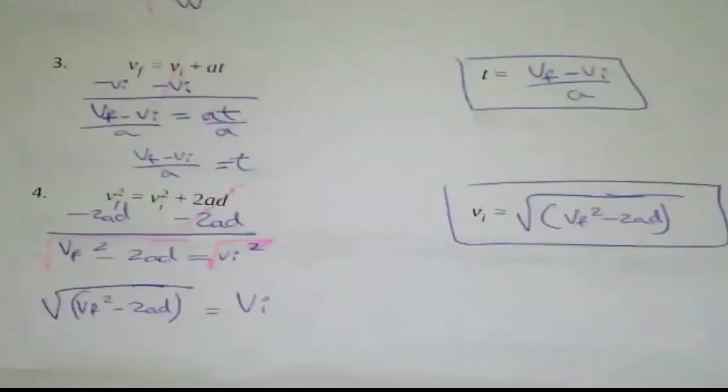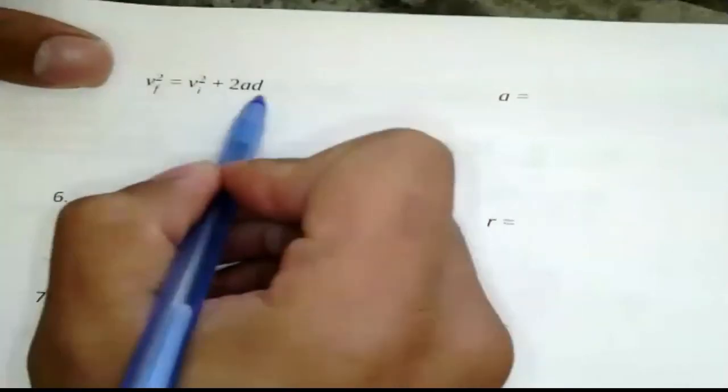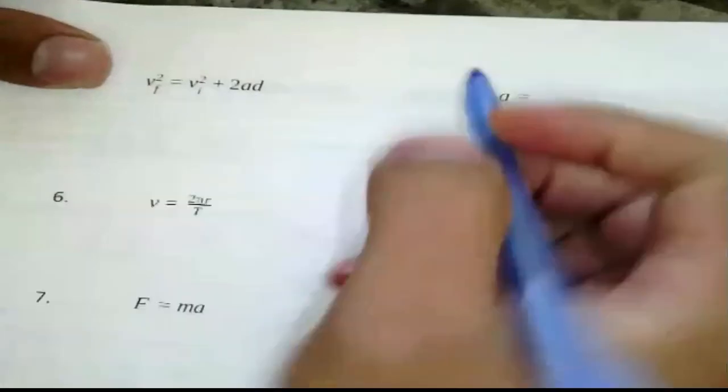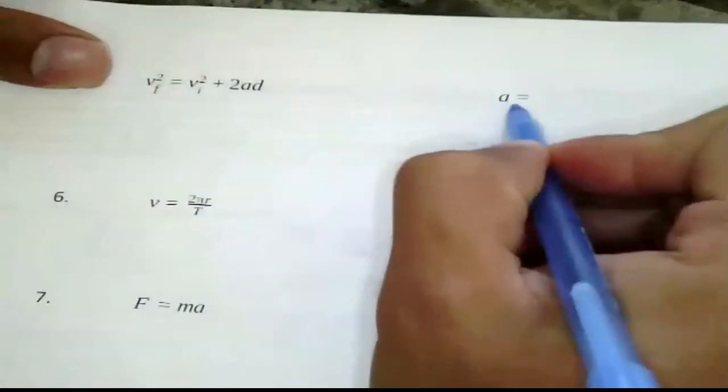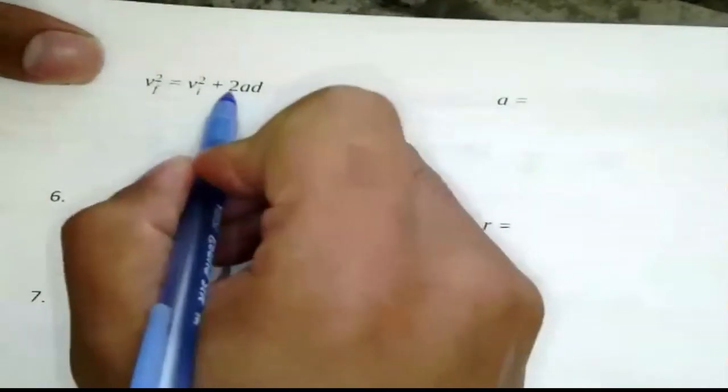All right, now we're going to go ahead and go to the back page of this algebraic review sheet. So now we're dealing with the same exact equation, VF squared is equal to VI squared plus 2AD, except now we are solving for A. And A is being multiplied by both 2 and D.